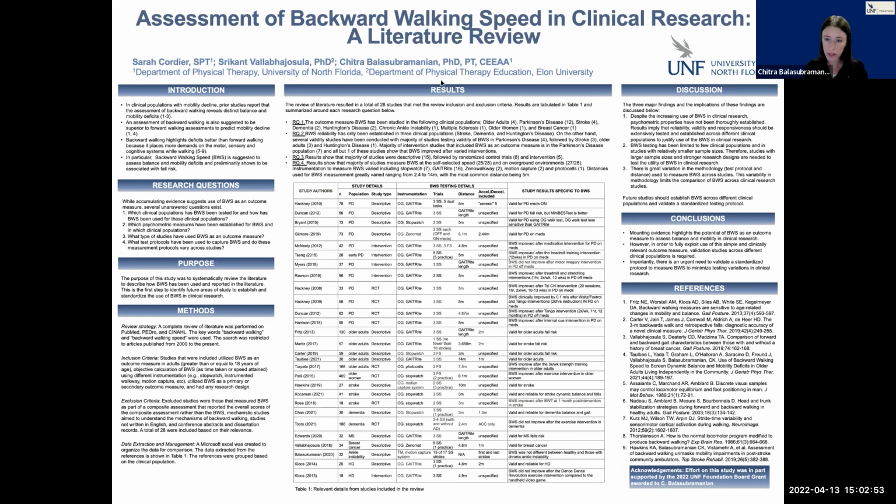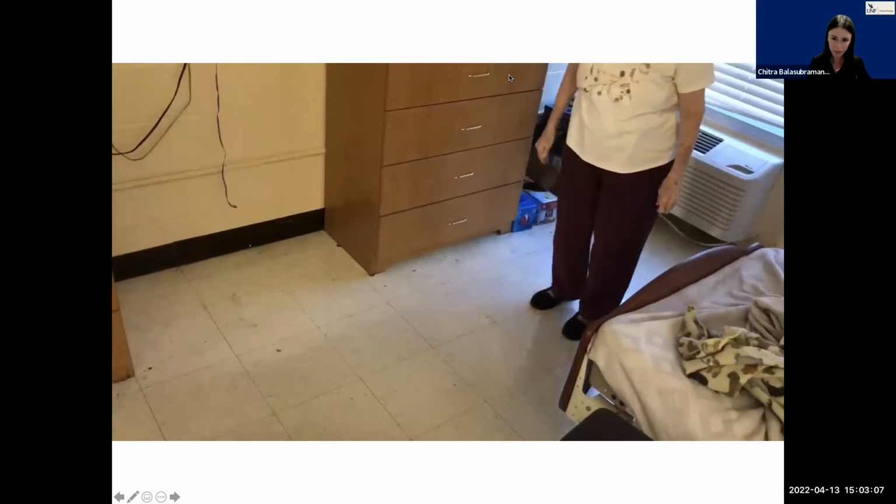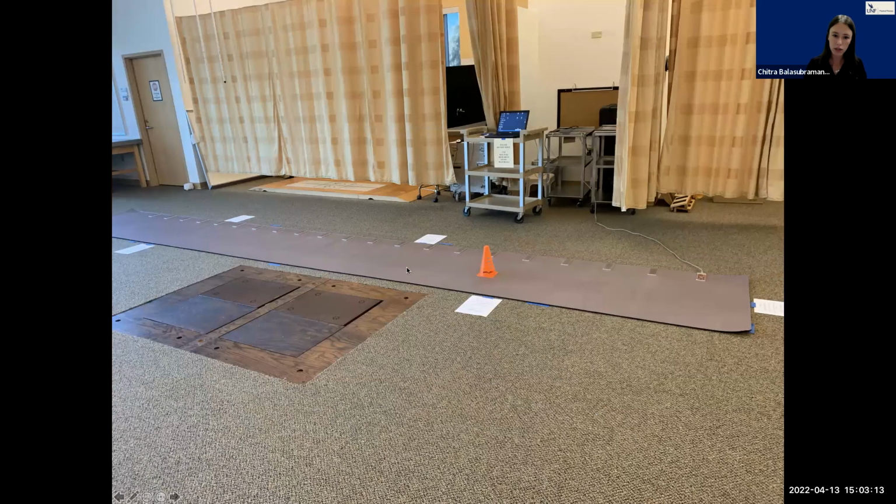So, for example, here is somebody backwards walking. And this is very simple, can be done clinically very easily by the bedside with just a stopwatch. And then this is an example of gait right, which is another instrumentation used to assess backwards walking speed, more commonly found in research lab settings.